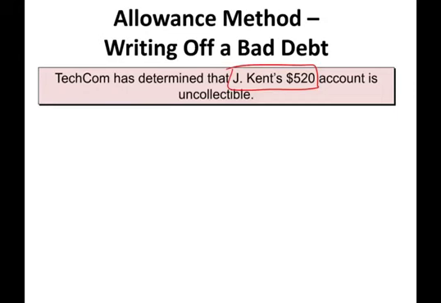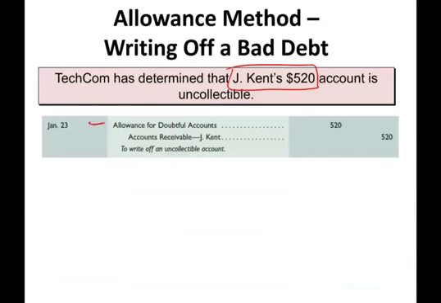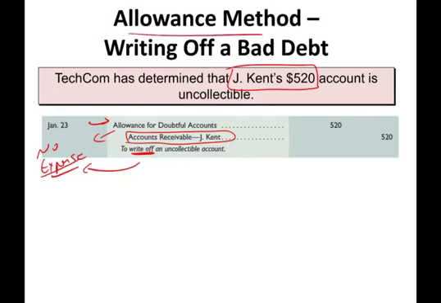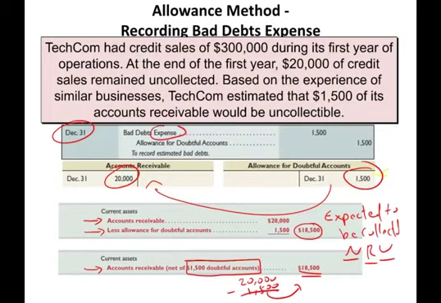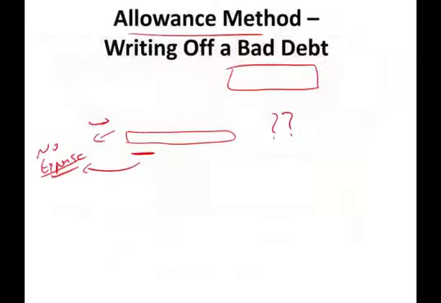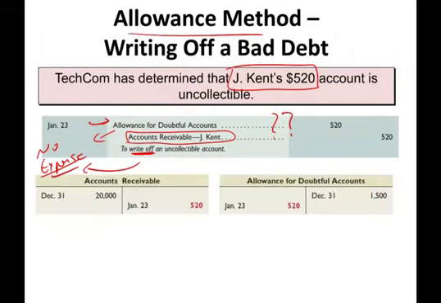Once we determine an account is uncollectible, we debit allowance for doubtful accounts, and we credit the account receivable for Kent. What I want you to notice is there is no expense. When we write off an account, there's no expense under the allowance method. Why? Because the expense took place when we booked the transaction at the end of the year, December 31st. We booked the expense up front, before it actually happens. Now, how do things look? Account receivable is reduced by $520, and allowance for doubtful accounts is reduced by $520.